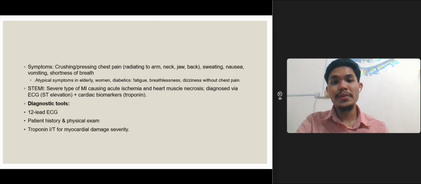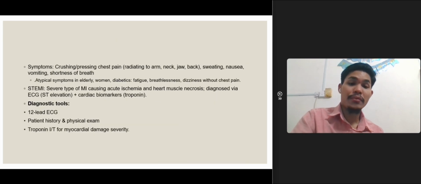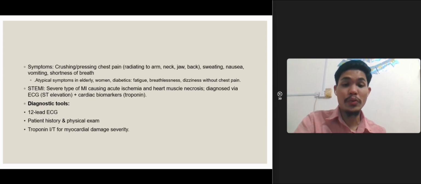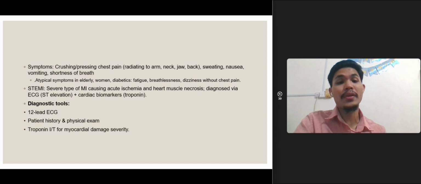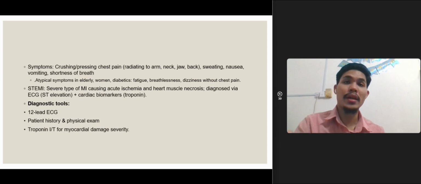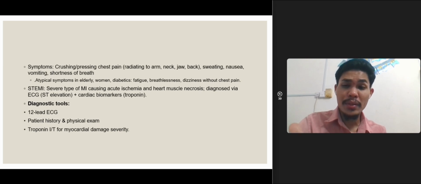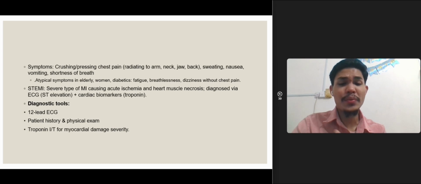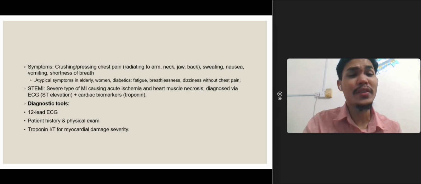The symptoms of myocardial infarction include chest pain, sweating, nausea, vomiting, and breathlessness. However, elderly women and diabetic patients may experience more fatigue, unexplained breathlessness, or dizziness without chest pain.